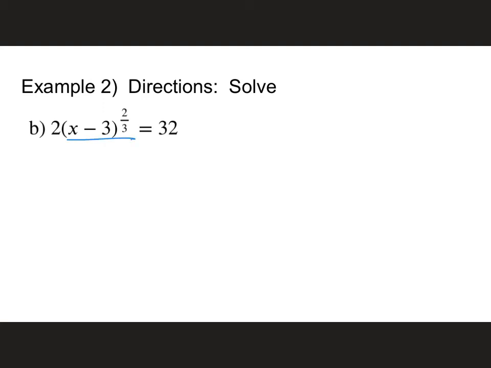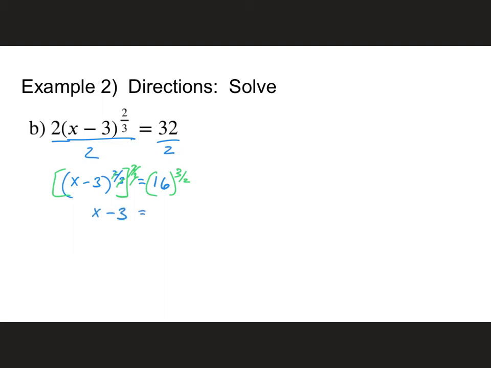So how am I going to do that? Well, the easiest way is, of course, to divide both sides by 2. That gives me x minus 3 to the 2/3 power equals 16. Now what? Well, like I did in the last problem, I'm going to raise this to the 3/2 power. Remember, that's like the square root of this to the third power. So my rational exponents on the left side cancel out, and I'm left with just the x minus 3.